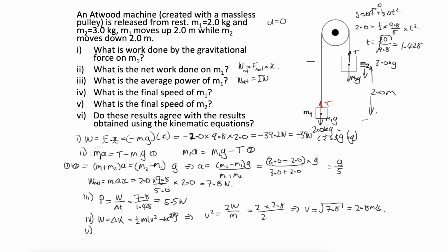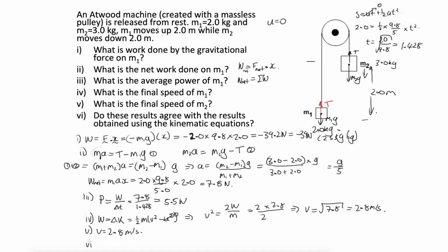And now part 5 asks us, what is the final speed of M2? Okay, well, this one's not too hard because they're tied together. They have to be moving at the same speed, or we wouldn't have any tension in the rope, and none of what we've done here would have worked. So this is also going to be 2.8 meters per second. And then part 6, do these results agree with the results obtained using the kinematic equations? So we're basically asking, does this speed agree?